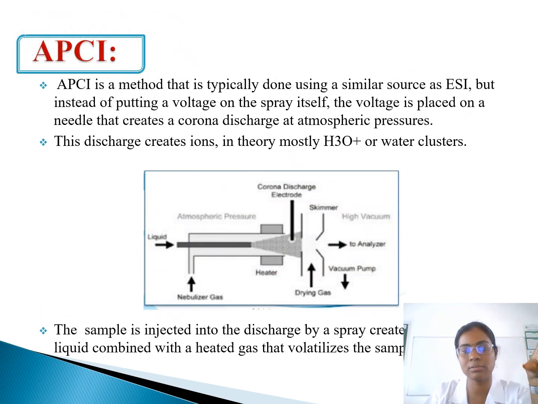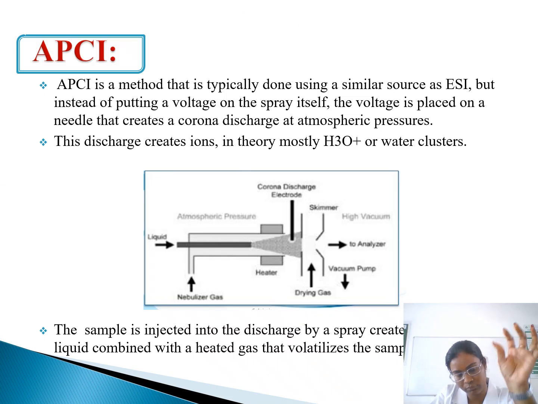Then the API method is coupled with one type of analyzer, so ion source, ionization method. It is typically done using a similar source to electrospray ionization, but instead of putting voltage on the spray itself, because the voltage used is different, the liquid is placed in a needle. We use a vacuum or nebulizing gas here, a heater, and pressure. Then there is a skimmer and a drying gas leading to high vacuum. So it usually occurs at atmospheric pressure and finally goes to high vacuum.